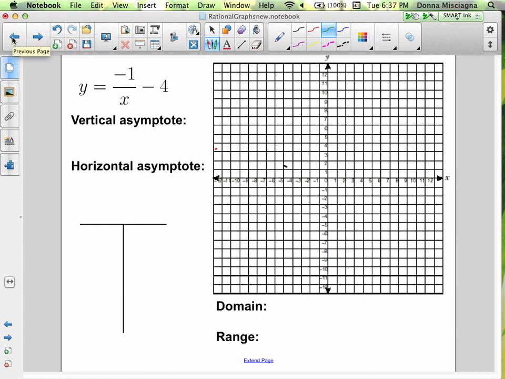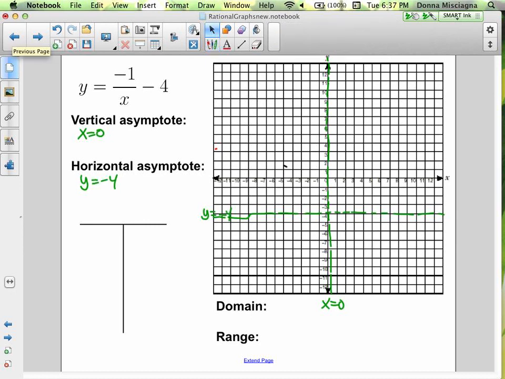All right, so we set the denominator equal to 0. So x equals 0 is the vertical asymptote. The horizontal asymptote is what's added to the whole function, so y equals -4 is the horizontal asymptote. Of course, if nothing was added to the function, then the horizontal asymptote would be 0. I'm going to write the equations for those. X equals 0 is the vertical asymptote. Y equals -4 is the horizontal asymptote.